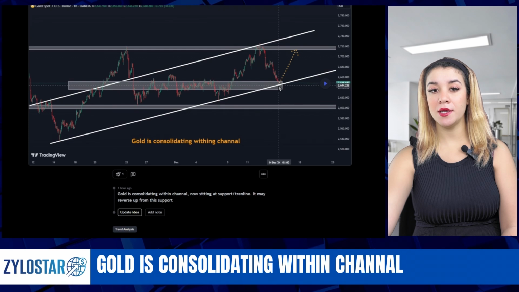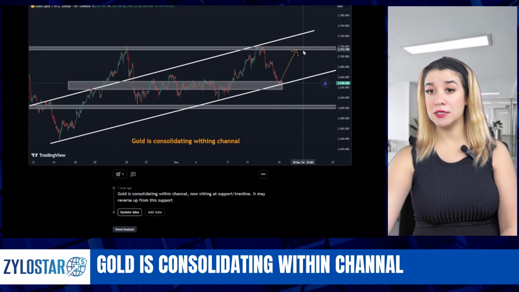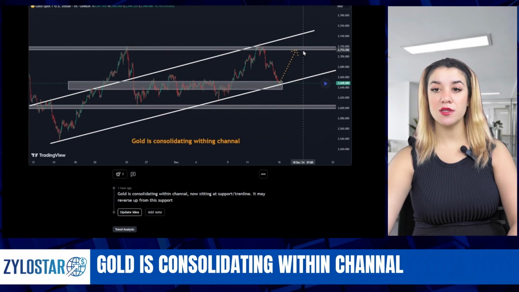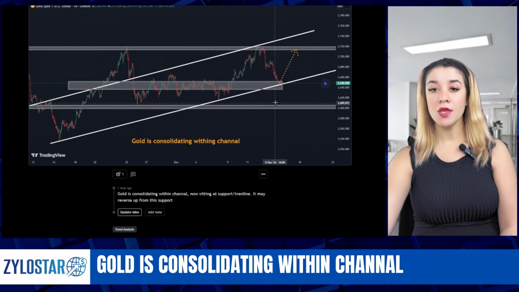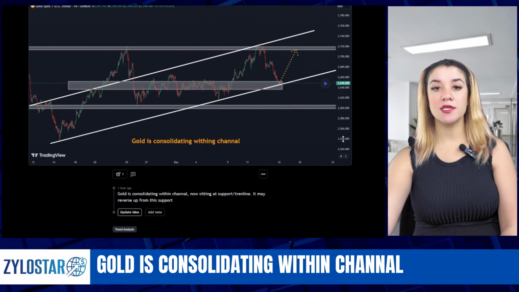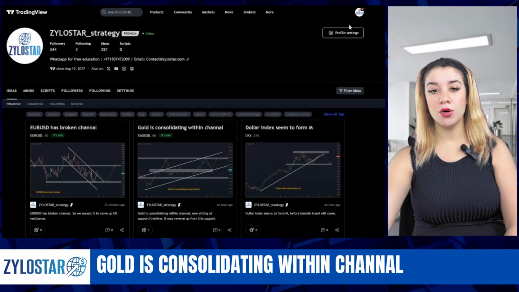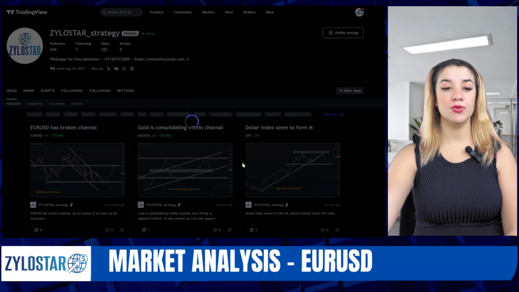Now we can expect a very big movement to the upside, going to this resistance level which is 2712-13, and it may also break our trend line and start continuation in a downtrend. This is regarding the gold market. Let's check the euro USD market.